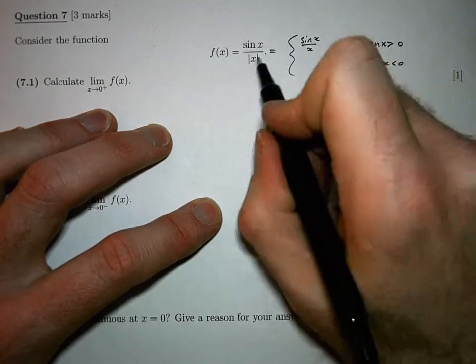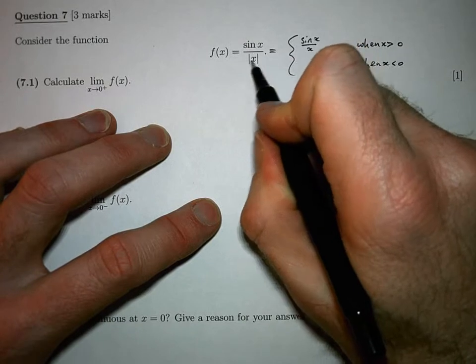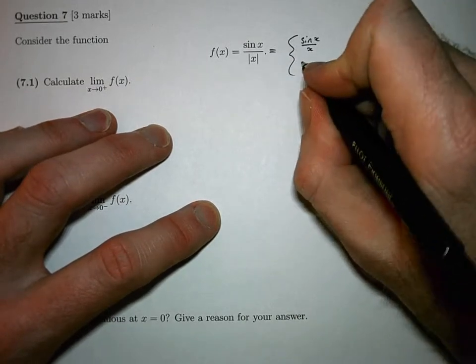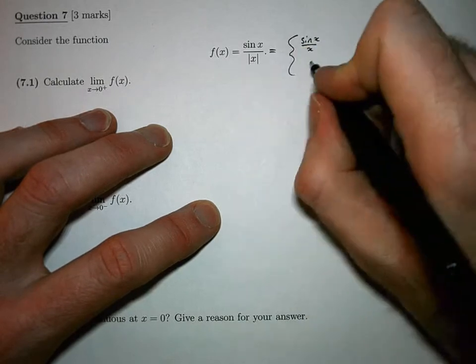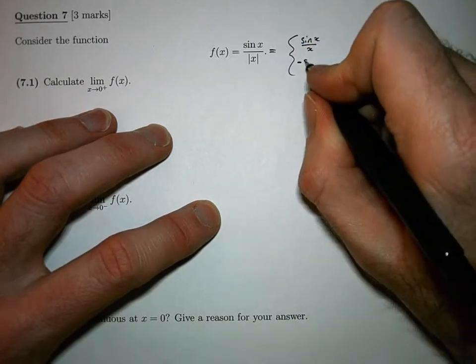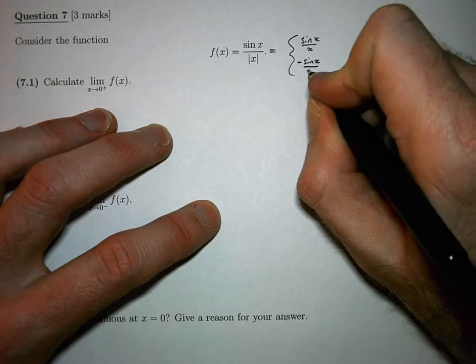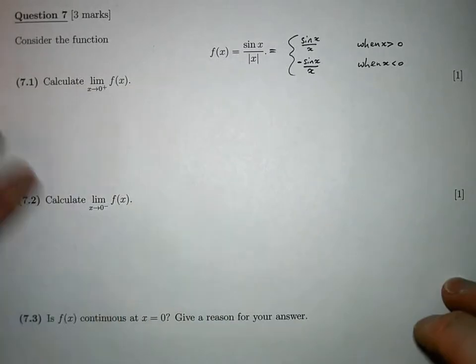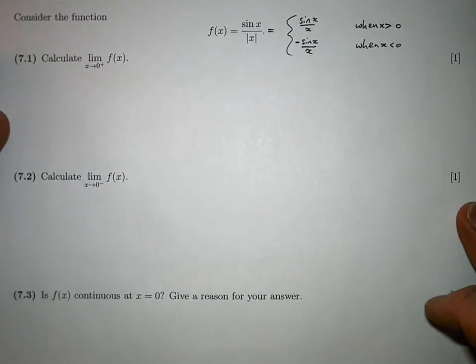And when x is less than 0, we've got to make the x negative and remove the absolute value signs. So we have negative x in the denominator, and I'm just going to move that to the numerator. So we have negative sine of x over x. And that there is our piecewise defined function. That makes answering the next few questions a little bit easier.